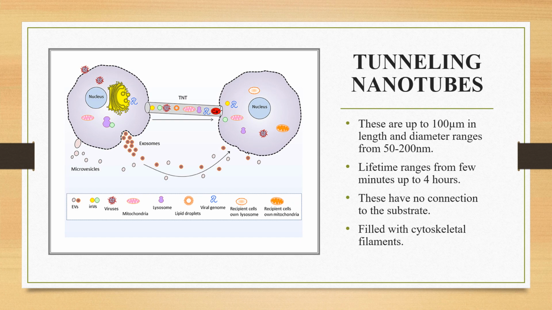These are filled with cytoskeleton filaments. These contain F-actin and no microtubules. Several studies showed the connection between tunneling nanotubes, gap junctions, and stress.